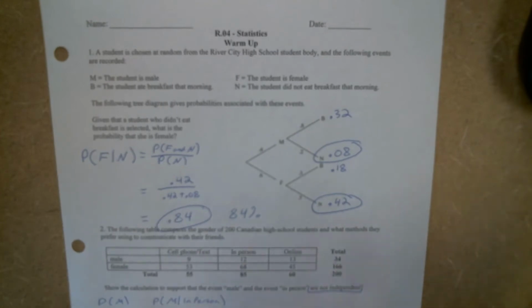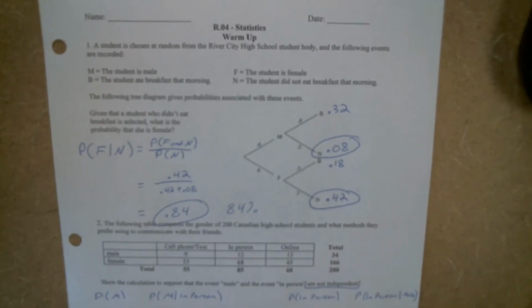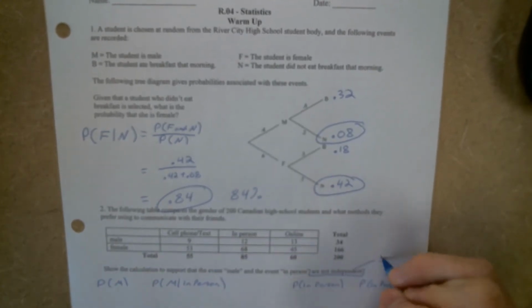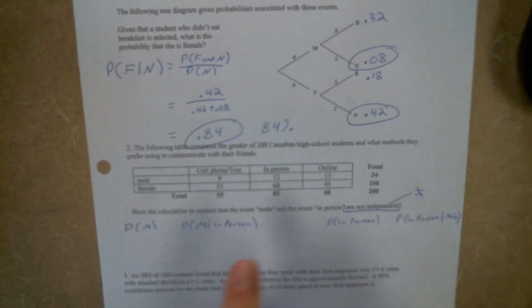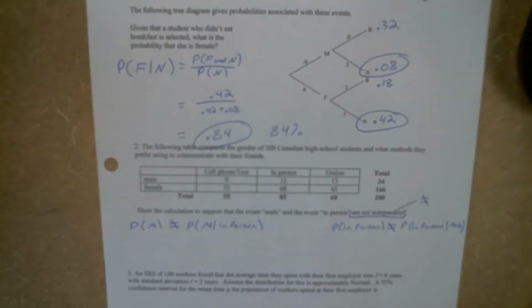Or we can compare the probability of in-person to the probability of in-person given that you're male. Now, not independent means that these should be not equal to one another, right? If it was independent, we would expect these to be equal. But since we're trying to show that they're not independent, we're expecting them to be not equal to one another.